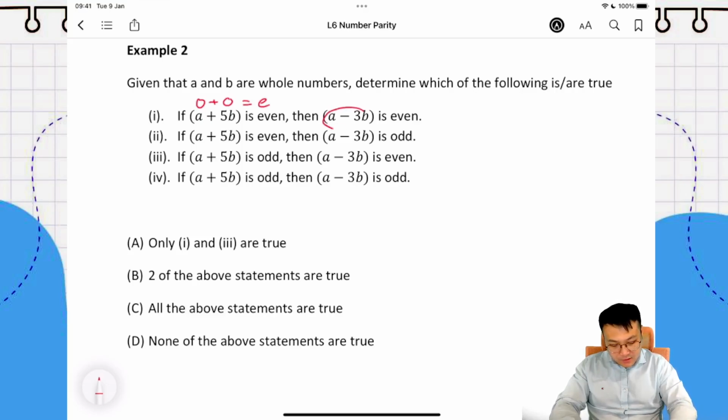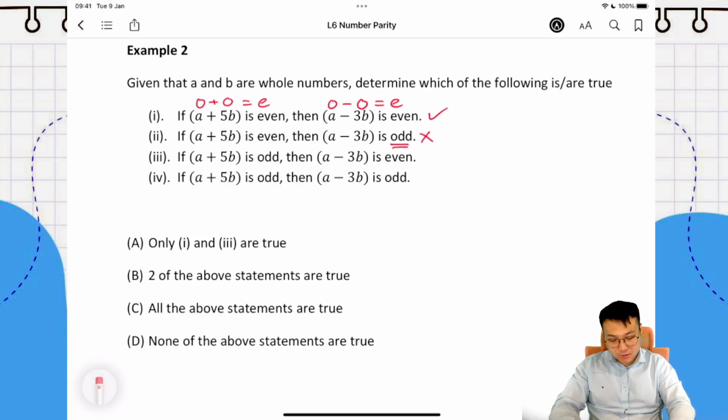So let's apply this onto the next term. A is odd and B is also odd. Odd minus odd is also even. So we know that this is true. If this is true, this must be false because they are telling you that this is odd.